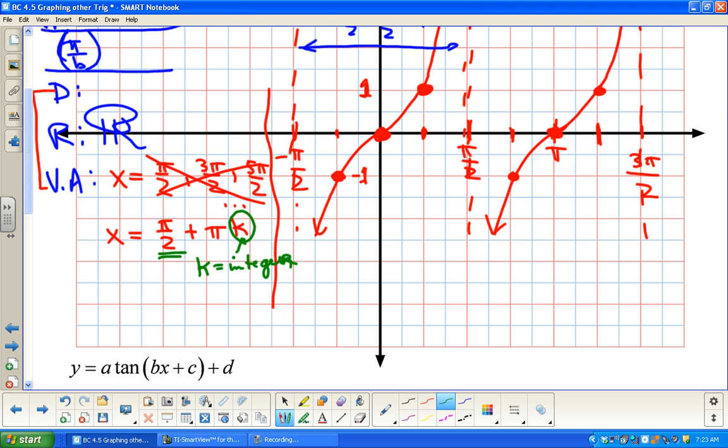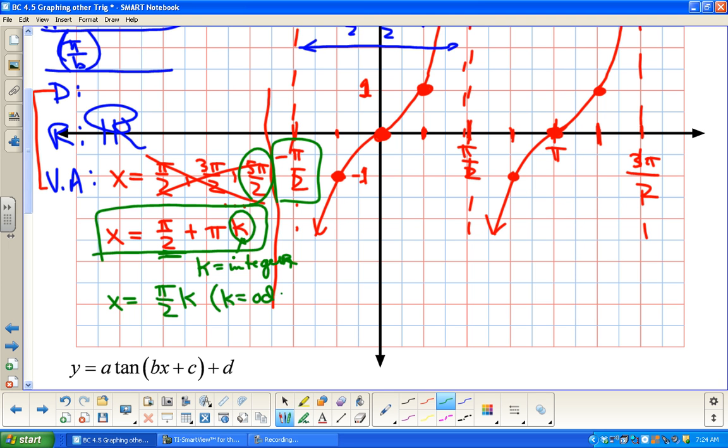If k was 1, it'd be pi over 2 plus pi. If k was 2, it'd be pi over 2 plus 2 pi, which would be the 5 pi over 2. If k was negative 1, pi over 2 plus pi times negative 1 would be negative pi over 2. So this is a good way to write it. It's not the only way. We could say that it's pi over 2 times k, but if we do that, that includes the even k values, odd or even, and we can't do that, so we have to write a little note saying k equals odd integer, and we'll just say odd, and an integer will be implied.